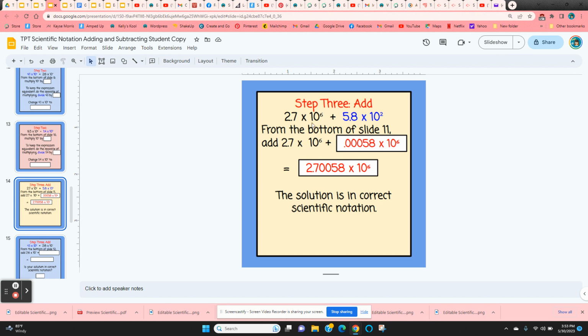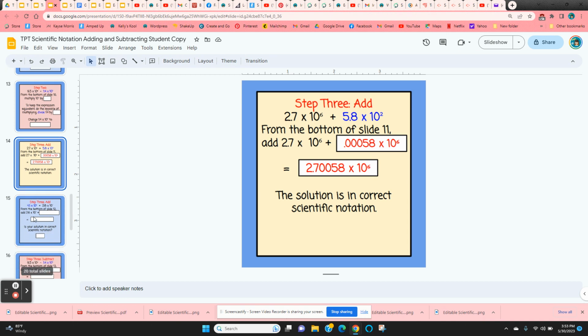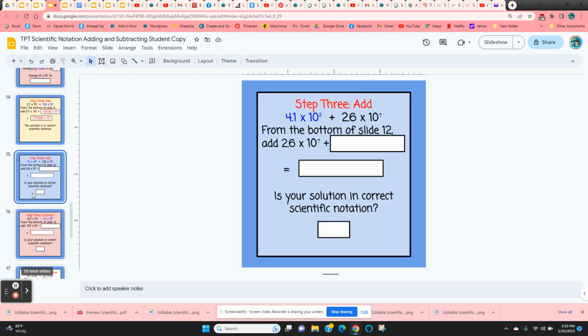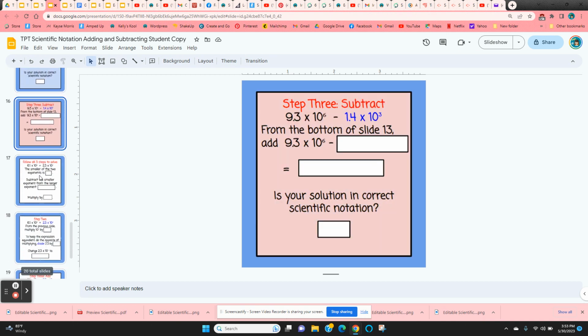So step 3, we're going to go to the bottom of slide 11. They're going to put in the term that they have here when they've changed it to 10 to the 6th power. Now they're going to add these two together. So they add the 2 and 7/10 to this decimal, and then that 10 to the 6th will stay the same. And this is their solution. And it's in scientific notation, so they don't need to change anything. They're going to do step 3 for the other two problems.